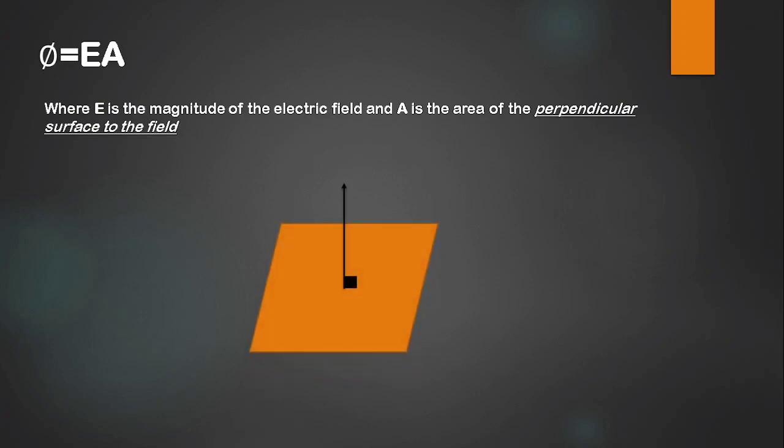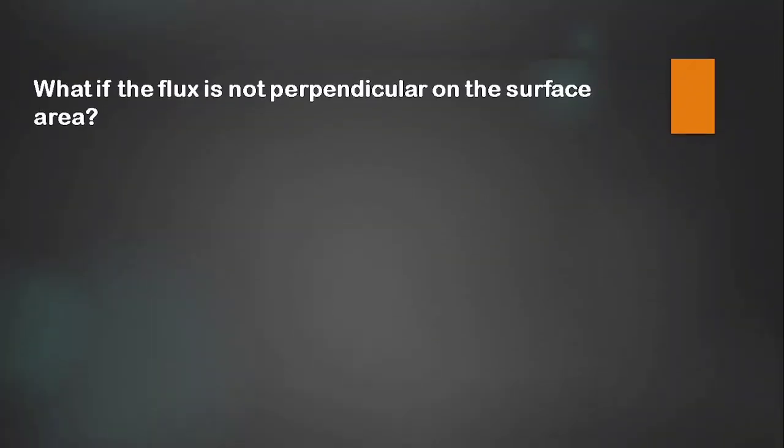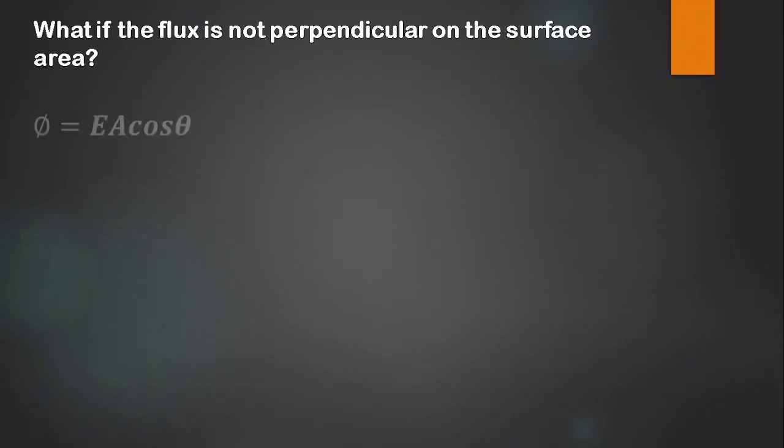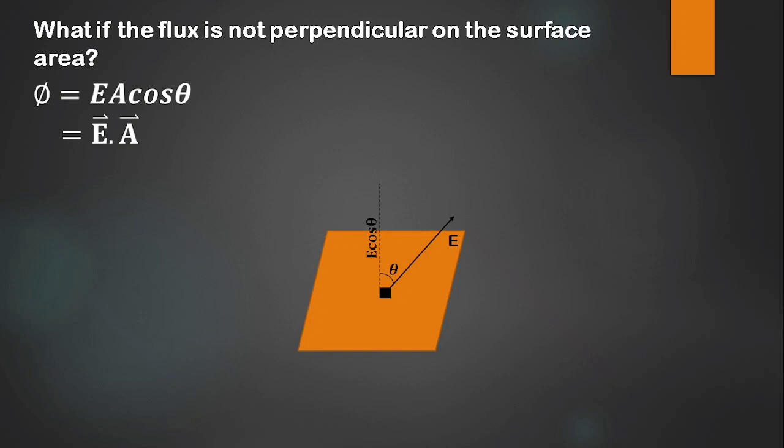perpendicular to the field. So what if the electric field is not perpendicular to the area? At this point we will get its resolution by multiplying the electric field by cosine theta, so it's equal to EA cosine theta, which equals the dot product E dot A, where the direction of the A vector is perpendicular to the area. Theta is the angle between the direction of the A vector and the electric field.